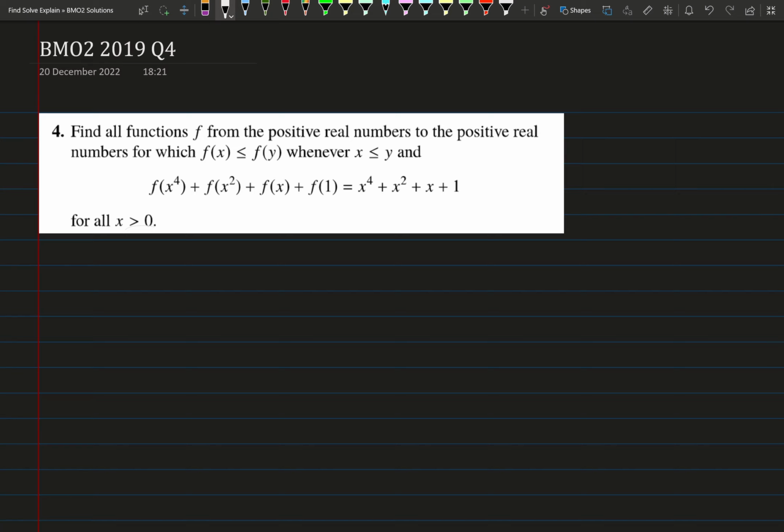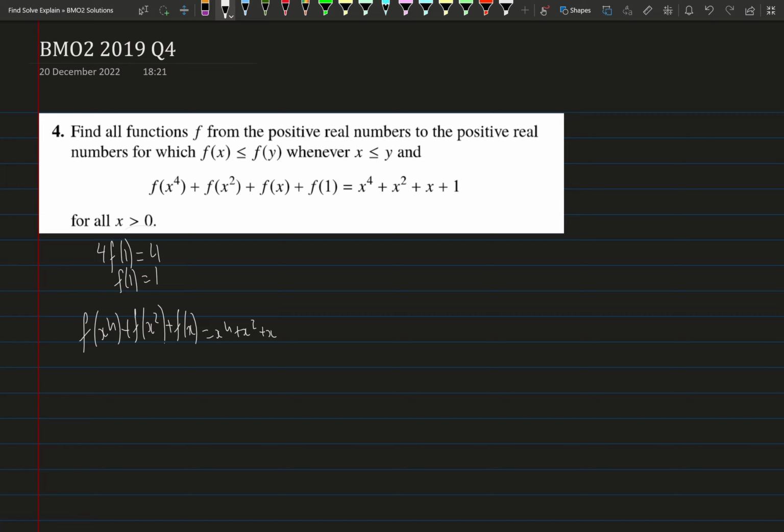So the first thing we're going to do is substitute in x equals 1, which gives us 4f(1) equals 4, and so f(1) equals 1. From this, it follows that f(x)^4 + f(x)^2 + f(x) equals x^4 + x^2 + x. So that's just subtracting 1 from both sides.